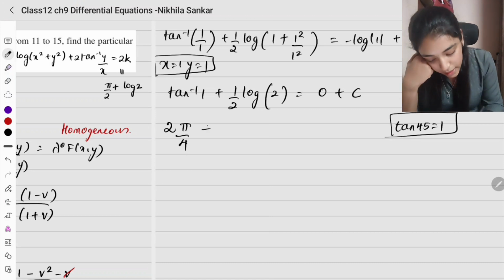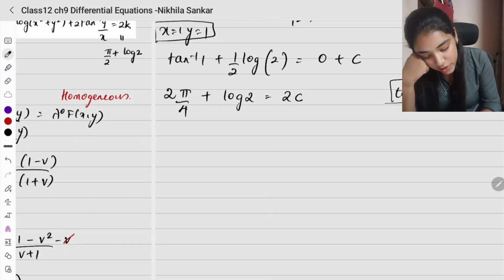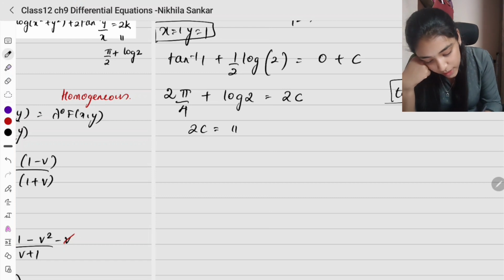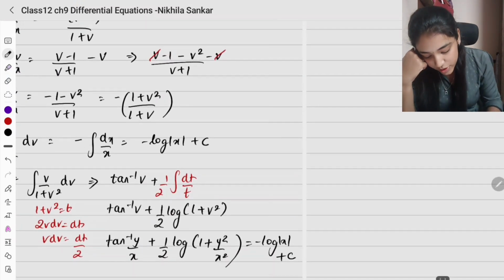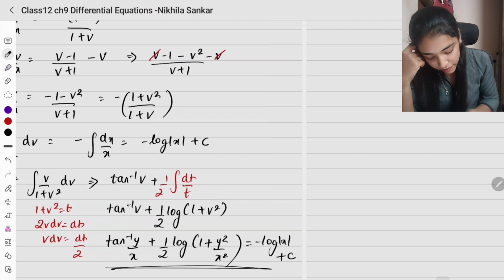So multiplying 5 by 4 plus 2, log 2 equals 2c. So I'm going to have 2c equals 5 by 2 plus log 2. So this is my value of 2c. What is my final solution? I'm going to simplify what I have here.